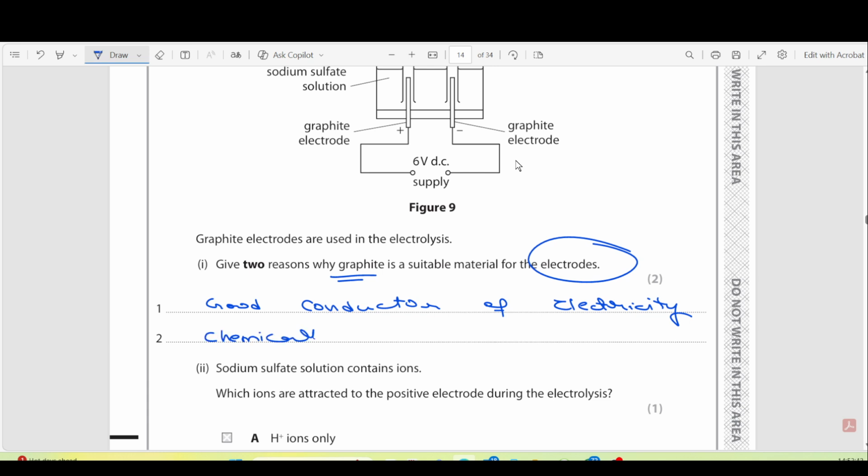Chemically inert means it will not react with the electrolyte, like sodium sulfate solution, or with any other chemical, so it will not affect the chemical reaction and will not form some new substance. Why is it a good conductor? Because it has free electrons that move freely and allow current to flow and produce electricity.